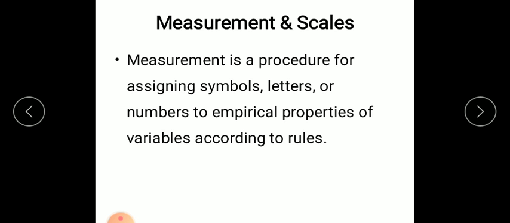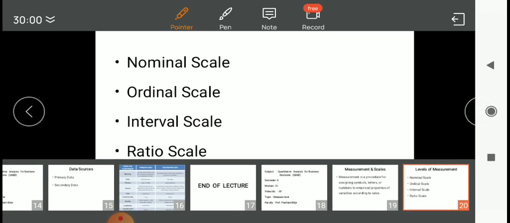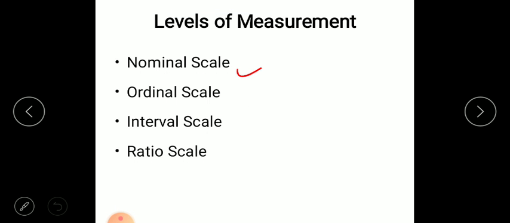So basically, what is measurement? Measurement is a procedure for assigning symbols. We can assign symbols, we can assign certain letters, that is when we are doing categories, for example who is male, who is female. So this way we can categorize various things, and this can happen when we are counting. And we can also assign numbers to these various characteristics. So there are different levels of measurement. Now what are these? We have four different levels of measurement. The first one is the nominal scale.